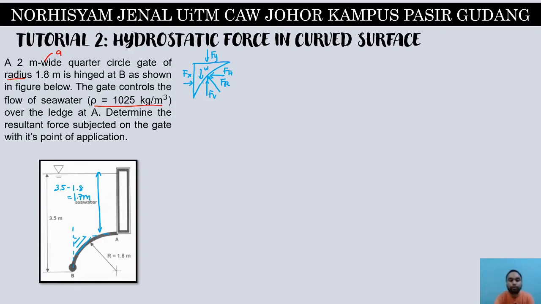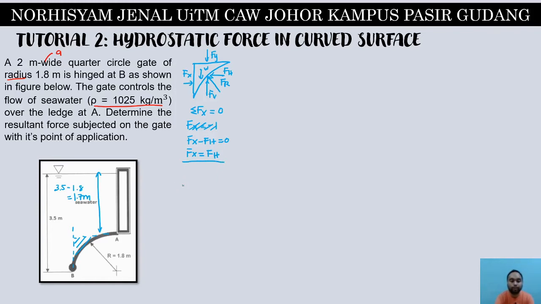Okay, so continuing with this, in order for us to find FR, as usual, we have to do summation of Fx and summation of Fy equals to 0. For this one, Fx minus Fh equals to 0. So Fx equals to Fh. So we have this relationship.